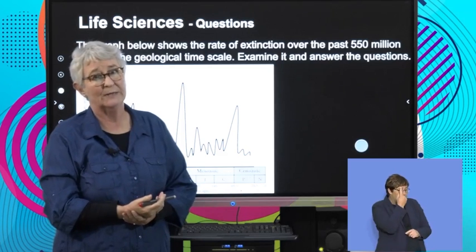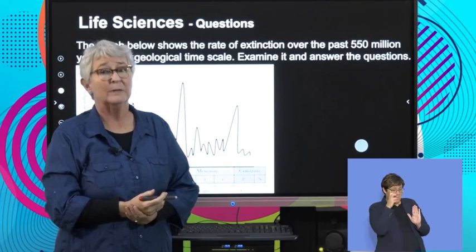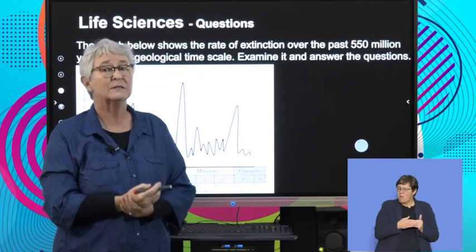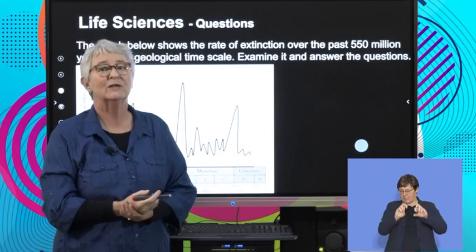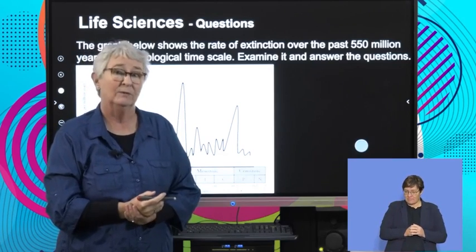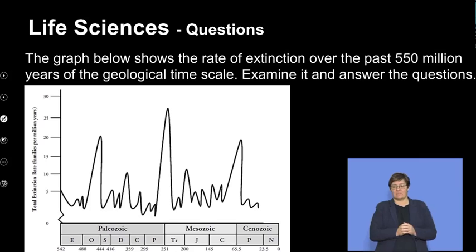Hopefully by now you're getting the hang of this, because there's one more different type of question that we need to have a look at. And we're going to have a look at it now. This particular one is also a graph, and it shows the rate of extinction. In other words, how many organisms became extinct at a particular time.